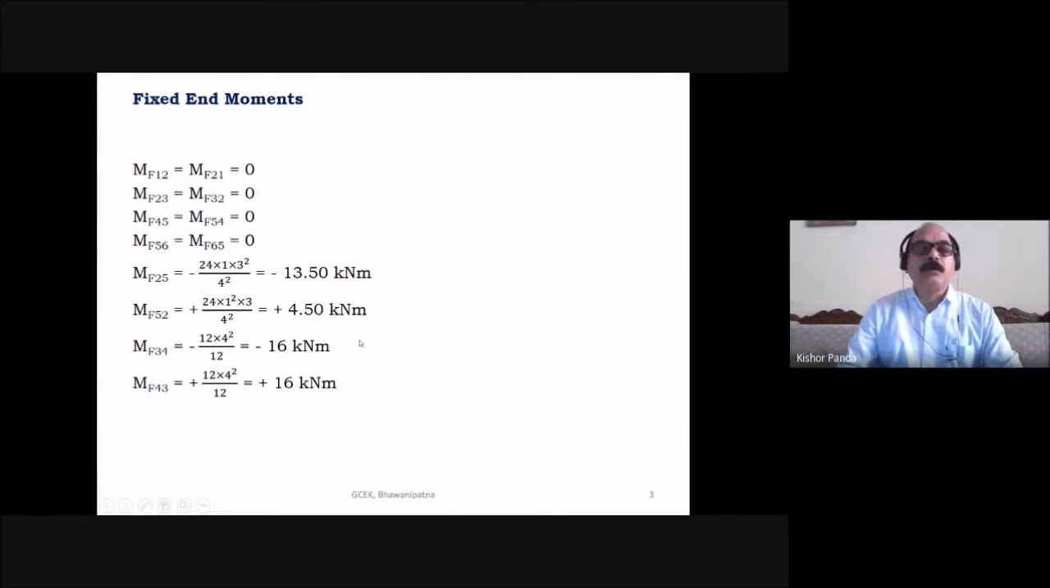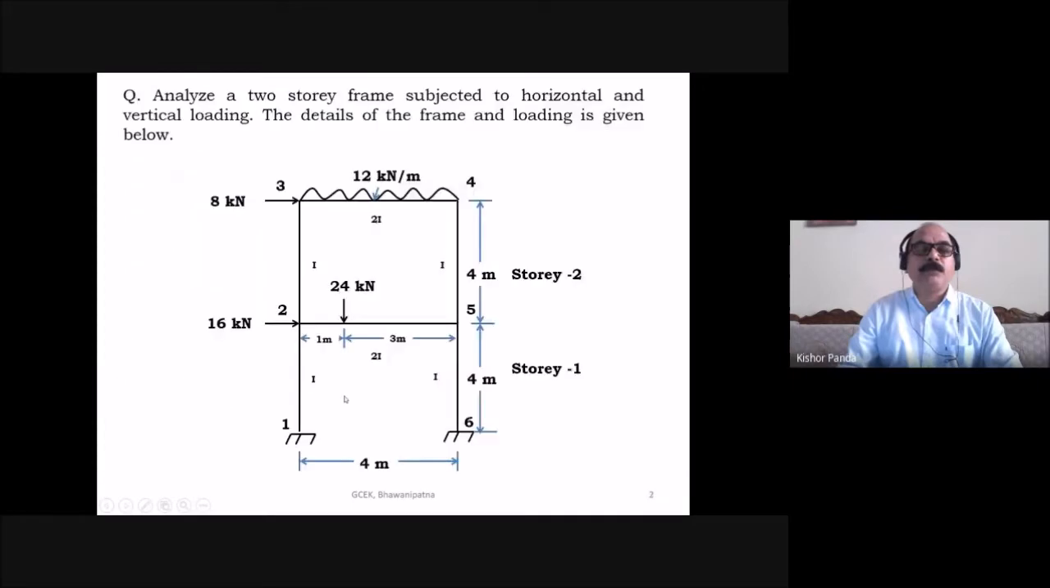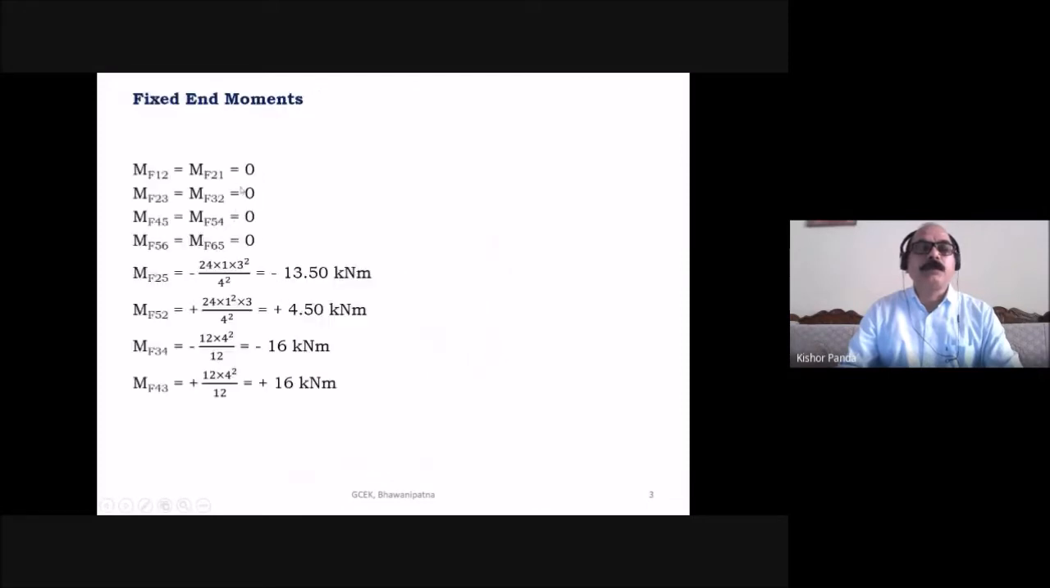And for the other vertical members, the fixed end moment is 0. These are the fixed end moments. What is the next step?